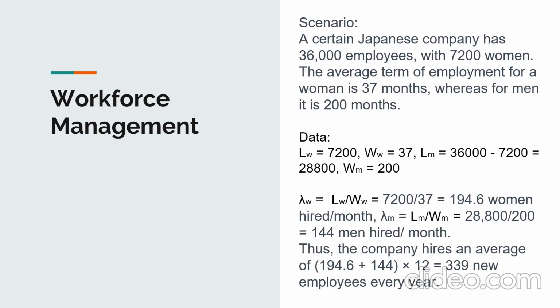The variable W in this example will be the term of employment. Thus, W men is equal to 200 and W woman is 37. The arrival rate will be calculated as L divided by W, which is 194.6 employees per month for women and 144 employees per month for men. To get the annual rate, we add them up and multiply by 12 to get 339 employees per year.